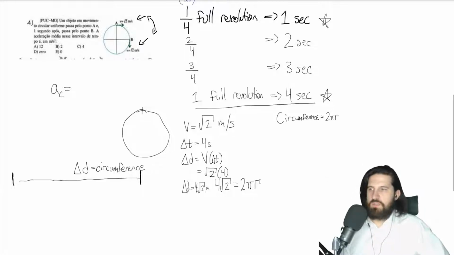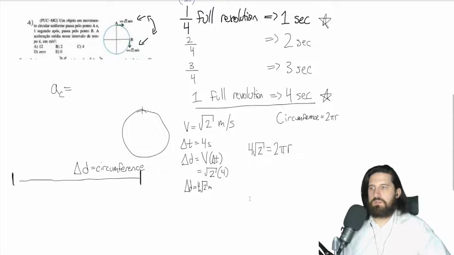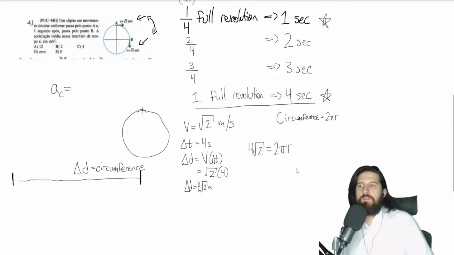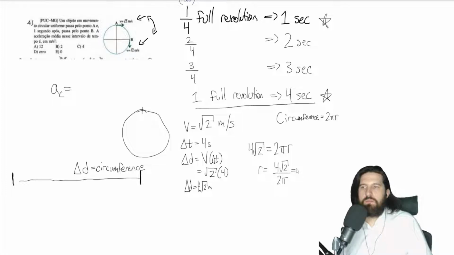Okay, so we can say for root 2, which was the distance that this thing traveled in 4 seconds, it's 2 pi r. And so r is 4 root 2 over 2 pi. So it's, what? 2 root 2 over pi?